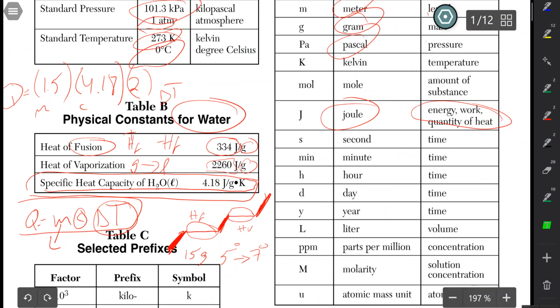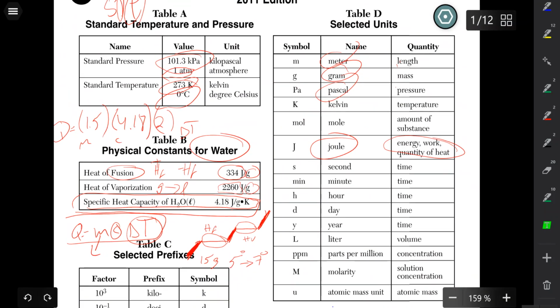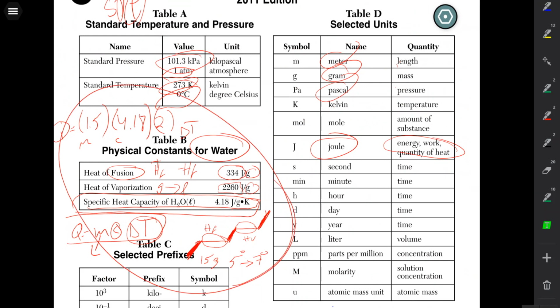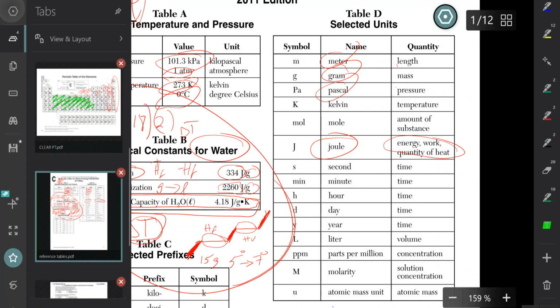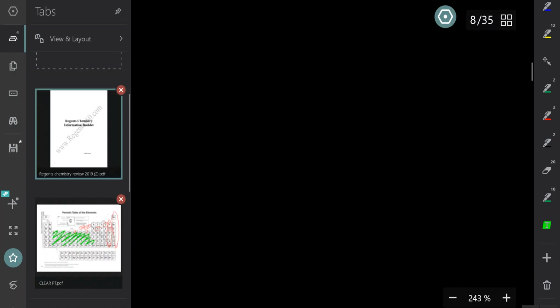Okay, so this is pretty much how to calculate the heat necessary to raise or drop the temperature of water, or to melt or evaporate water, or to evaporate, melt, or raise the temperature of any other substance. Okay, let's go back.